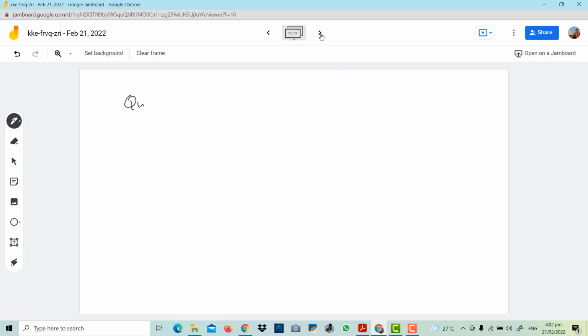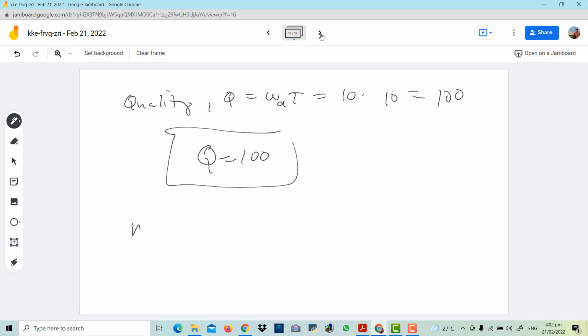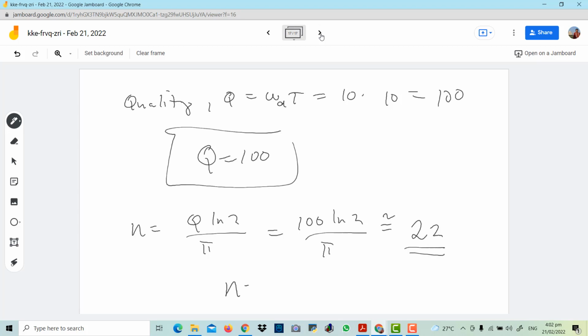So, the quality factor Q is equal to omega d times tau. This is 10 times tau, which is also 10. So, this is equal to 100. The quality factor is equal to 100. Therefore, the number of oscillations is Q ln of 2 over pi. So, 100 ln of 2 over pi is approximately equal to 22. So, the number of oscillations is equal to 22.